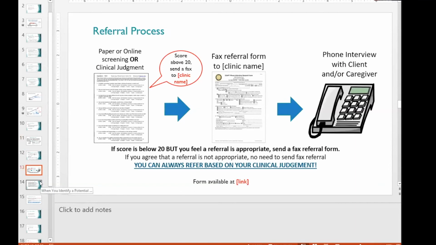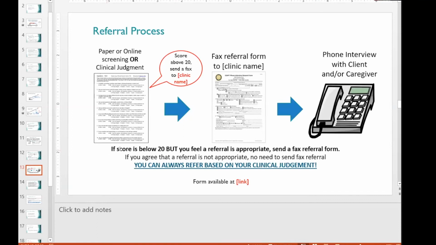You say, great, you've screened this person and they have a 20 or above, right? So it says, send a fax to this place. And then you'll pull up the fax form. You'll say, this is our fax form. You'll send it to us with the information, point out that little place to put the score, and then say to them, then we're going to follow up with the client and or caregiver and gather some more information. And that's that phone screen, right?